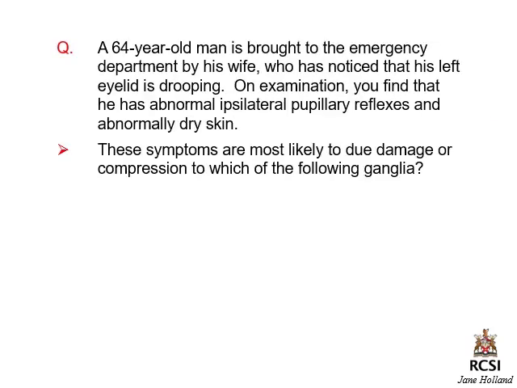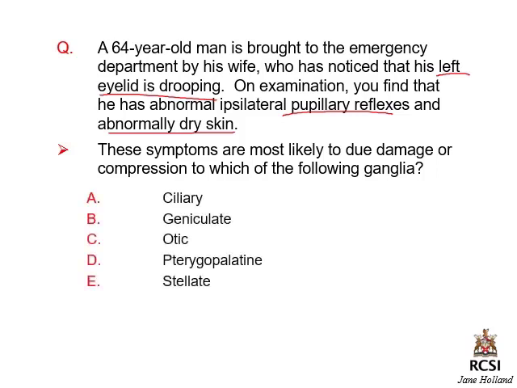So another example of how to write this would be to give a patient coming into the emergency room with very specific symptoms, something we call ptosis, miosis, and anhidrosis. And you can say, given these symptoms that this patient is having in their head and neck, this is most likely due to damage or compression to which of the following ganglia, which is a type of structure of the nervous system, and then give the 5 options.